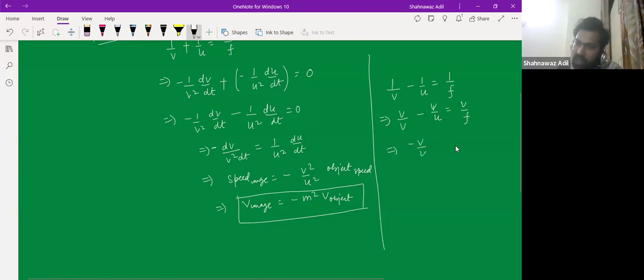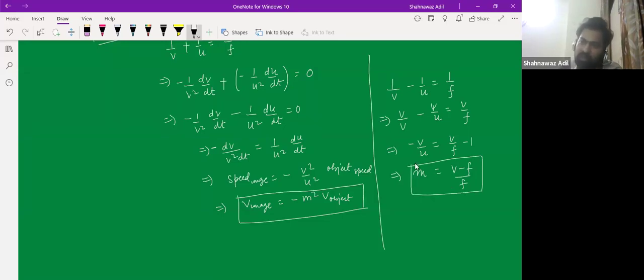So minus v by u, this is v by f minus 1. So minus v by u is the magnification, and this is how much? This is (v minus f) by f. So this is the relation.